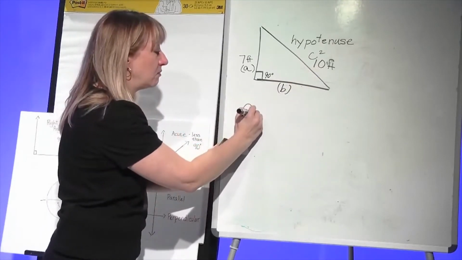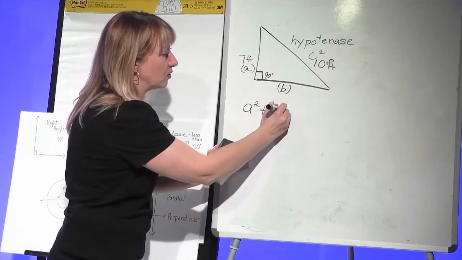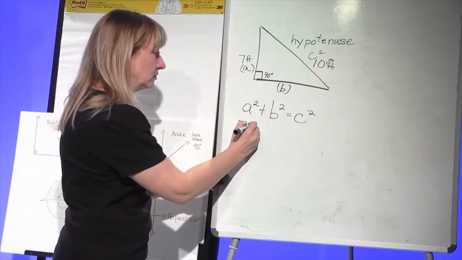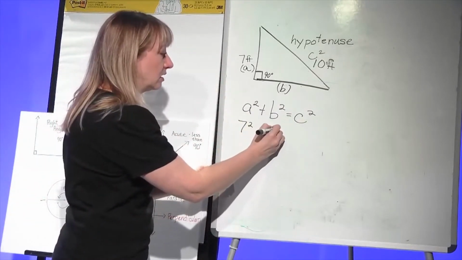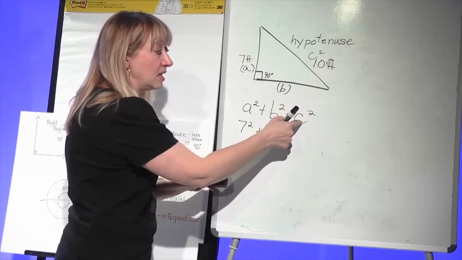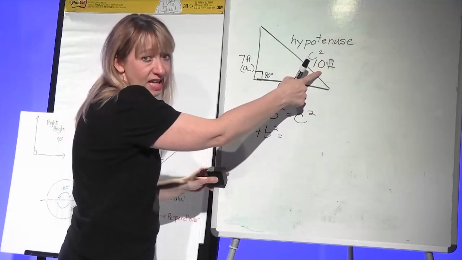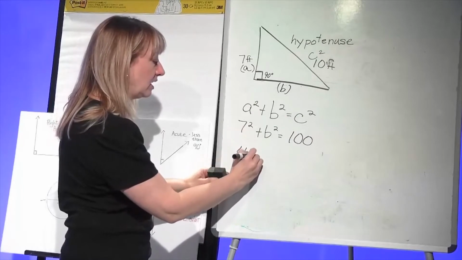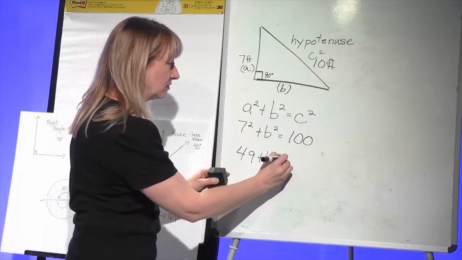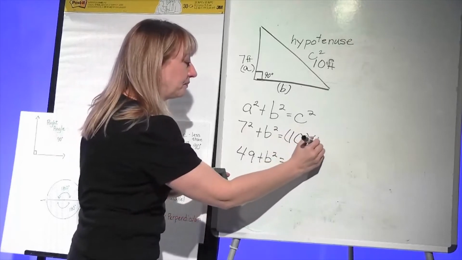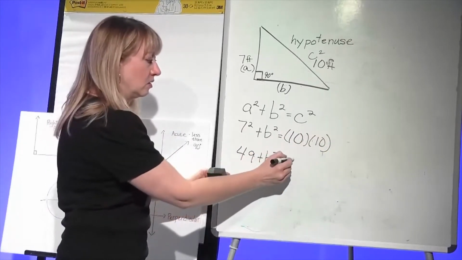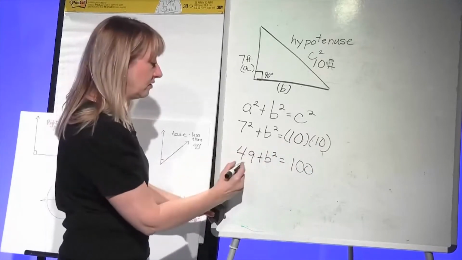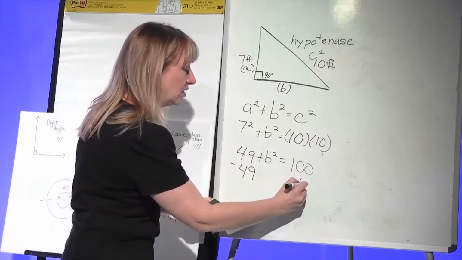But we're going to use the same formula. A squared plus B squared equals C squared. We know our A is 7. We don't know what B is. And then we know that C squared is, we know C is 10, so what's 10 times 10? 100. And actually, so this should be 49. We'll leave this as 10 times 10, or 10 squared. So now we want to get this B squared by itself. So because we have a positive 49, we're going to subtract 49 from both sides.